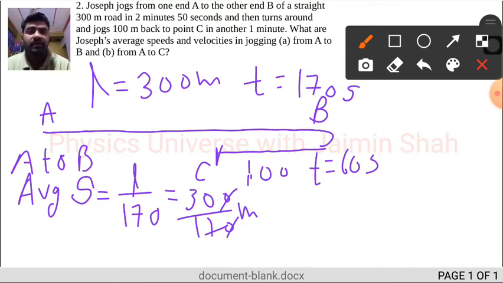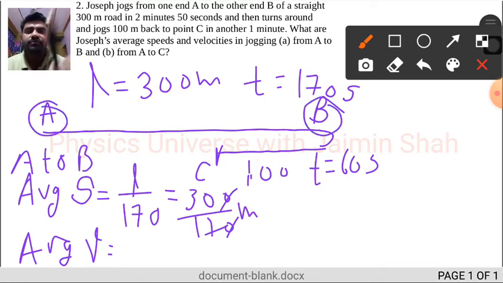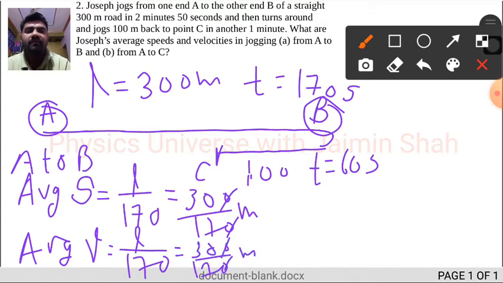Now average velocity for A to B, again displacement. Here B is our final position and A is our initial position. Now this whole path is a straight line, so no need to change anything. Similar length and similar timing, so 300 upon 170, in meters per second. So from A to B, average speed and average velocity are the same.